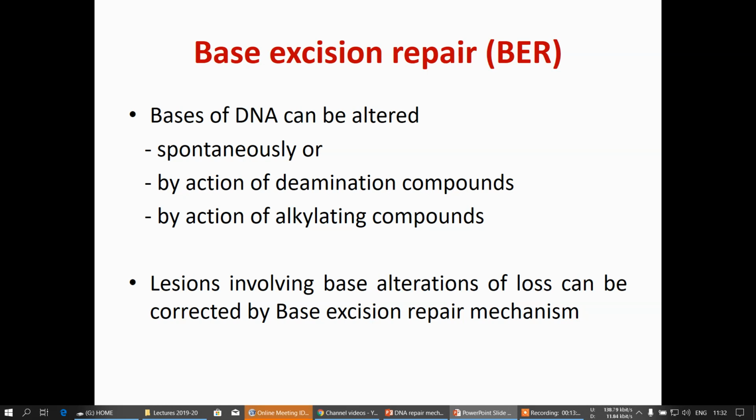Now it comes to base excision repair. So if a mismatch base is present, in mismatch repair, along with the damaged nucleotide, some portion of the DNA is also cut out.